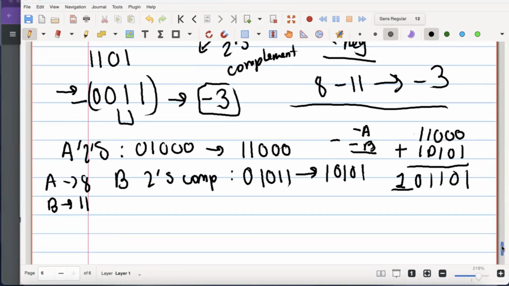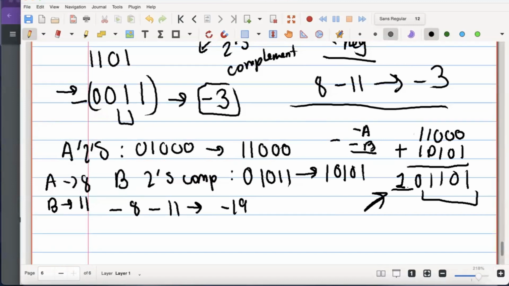Now the value that results is positive. How is it positive if you're adding two negative numbers? You know what I mean? Well, this is just because of overflow. If you took this number as a whole, it would be negative. If you took this number as a whole, what is minus 8 minus 11? Minus 8 minus 11, that's minus 19.